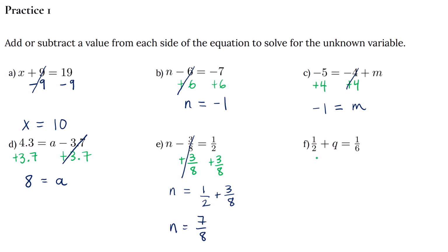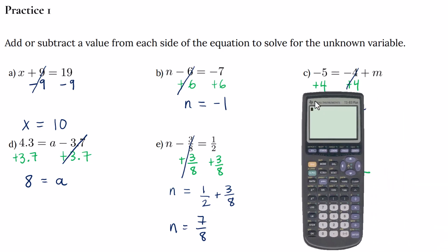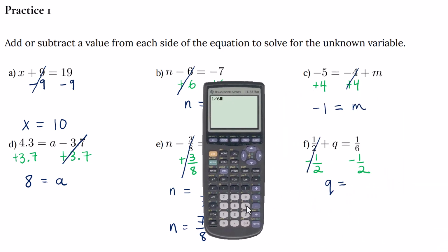To get q by itself with question F, we want to get rid of that plus 1/2 from the left side. So to get rid of the plus 1/2, we're going to take away 1/2, as well as take it away from the right side. We'll cross this out because it becomes 0. And on the left side, all you have left is q is equal to, let's put this in our calculator again, 1 over 6 take away 1 over 2, equals, then turn that into a fraction and you get negative 1/3.